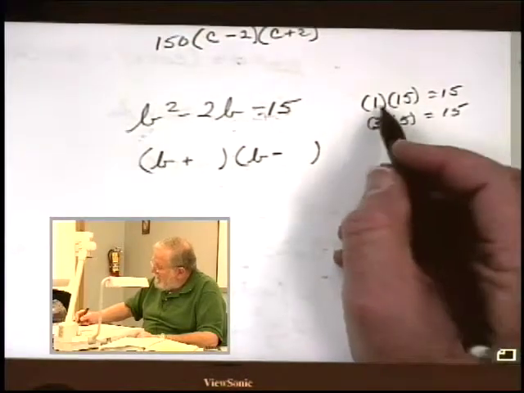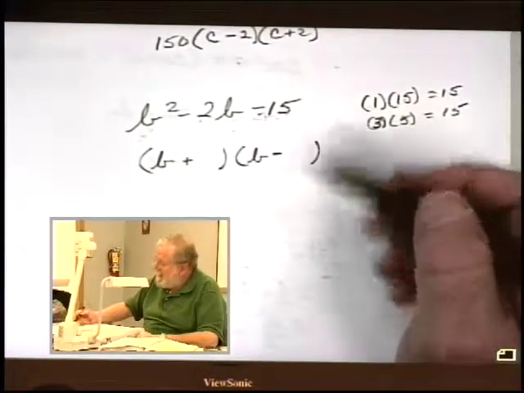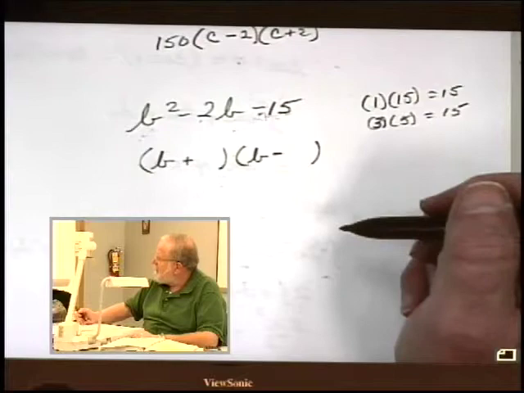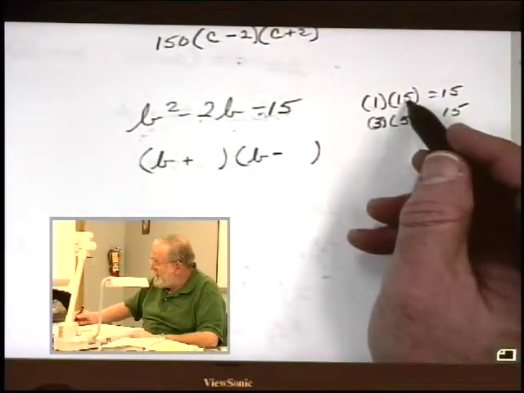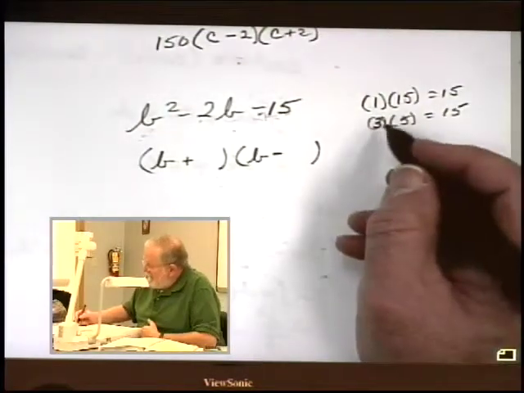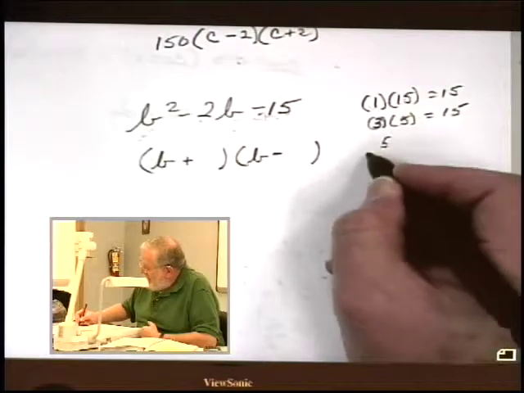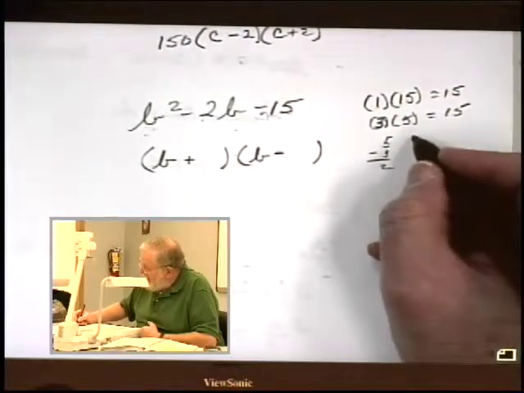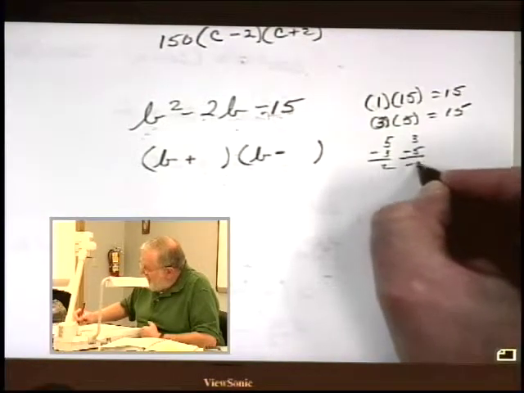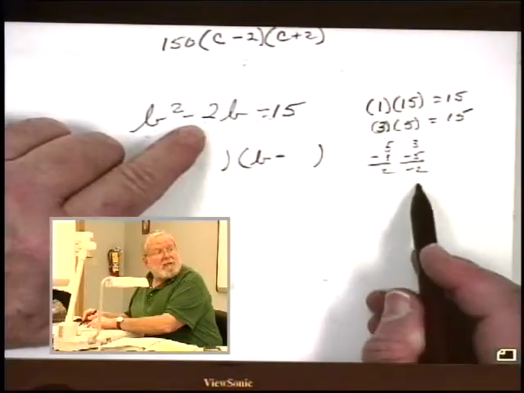We figure out if we subtract these from each other, can we get a 2? If we subtract 1 from 15, do we get 2? No, we get 14. And if we subtract 15 from 1, we get a minus 14. So that doesn't work. If we subtract 3 from 5, we get 2. 5 minus 3 is 2. And if we subtract 5 from 3, we get a minus 2. So we need a minus 2b here.